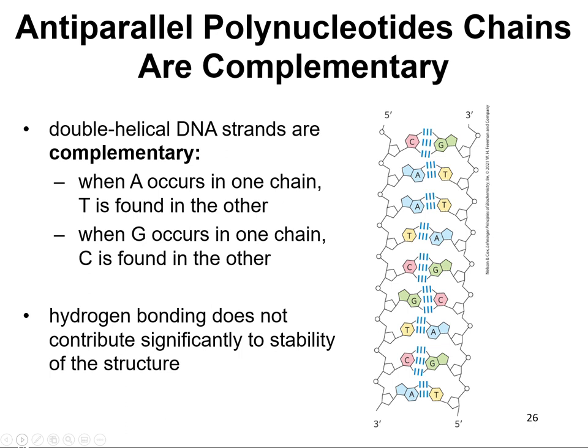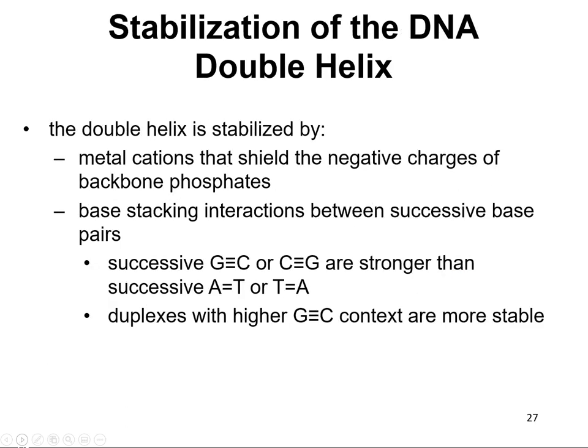Surprisingly, the hydrogen bonding between the bases doesn't contribute significantly to the stability of the DNA. I know. Mind blowing. If it doesn't contribute to it, then what does? What actually helps the most is there's a ton of metal that is protecting the negative charge of that phosphate backbone.